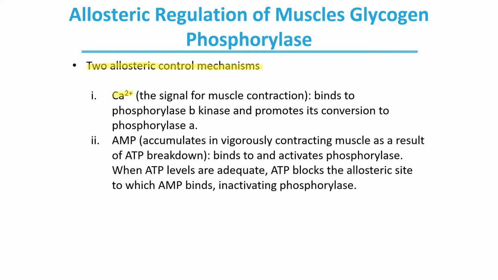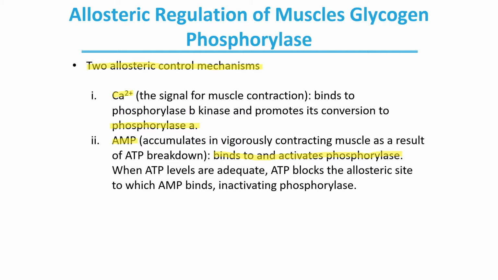Calcium ions and AMP. Both of these molecules also activate the glycogen phosphorylase through the kinase enzyme. Basically, calcium binds to the kinase and promotes its conversion to the active form, which is phosphorylase A, whereas AMP accumulates in the vigorously contracting muscles when the ATP gets broken down, because your muscles are using plenty of ATP during exercise. This one also binds and activates the phosphorylase enzyme as well. When ATP levels are adequate again, this activation will be shut down or stopped for some time.